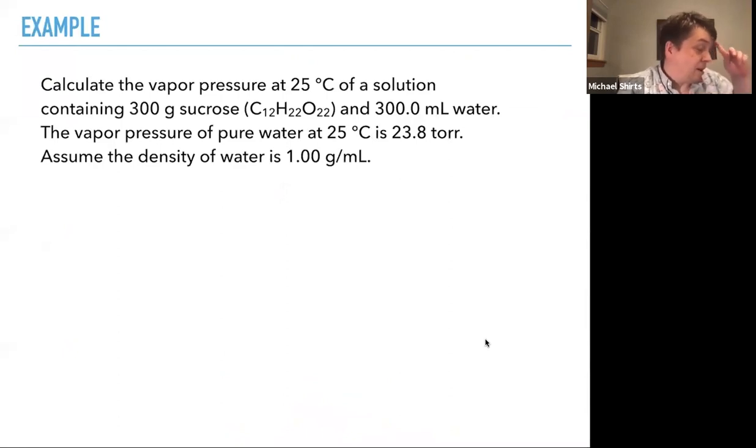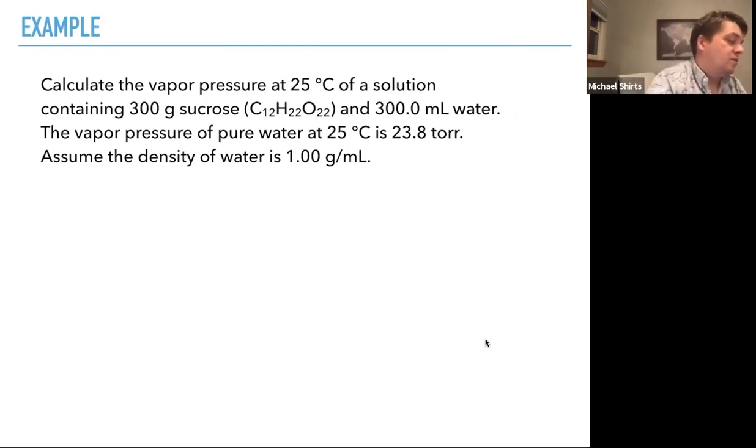Example: the vapor pressure at 25 degrees C of a solution containing 300 grams sucrose, it's a fair amount of sugar, and 300 milliliters water. The vapor pressure of pure water at 25 degrees C is 23.8 torr. Assume the density of water is 1 gram per milliliter. Okay, so what we want to do is figure out the mole fraction of the solvent, the mole fraction of water. To do that, we need to figure out the moles of all the components.